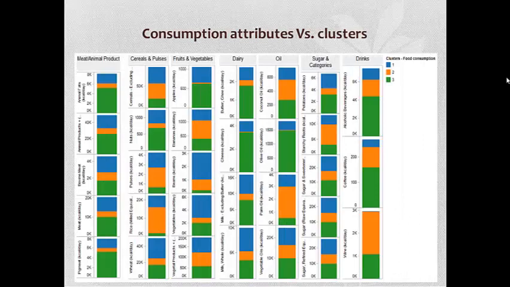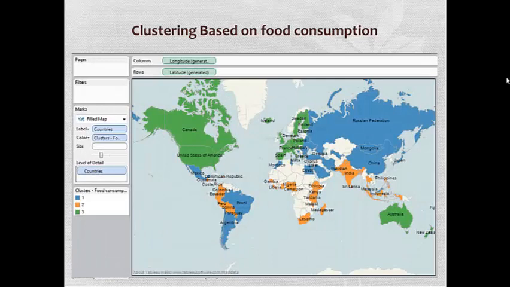This is a pictorial representation of clusters with respect to consumption attributes. We have also represented the distribution of the clusters geographically for a better understanding, to know how the cluster distribution is done across the world.